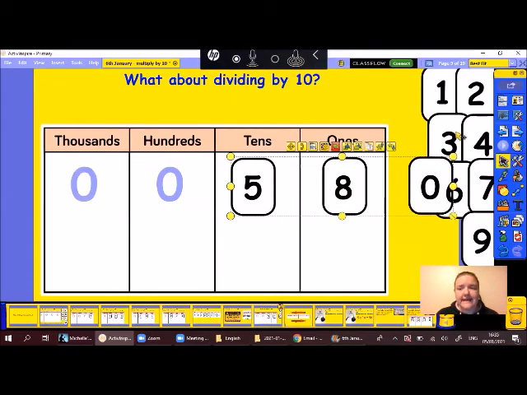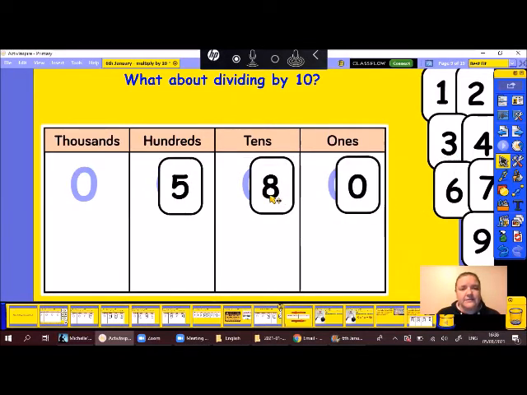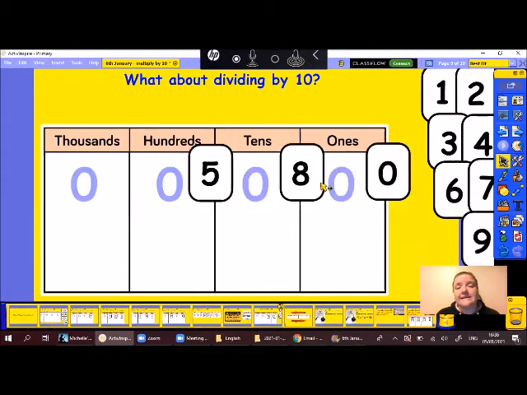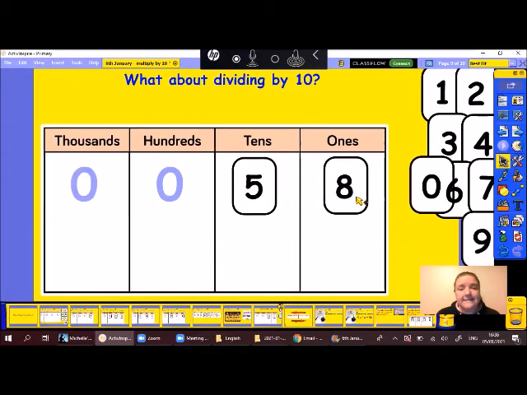So we move it across here, the 0 falls off the end because we don't need it anymore. And then our answer is 58. So 580 divided by 10 is 58. Pause the video here and have a go on your place value grid of dividing by 10.